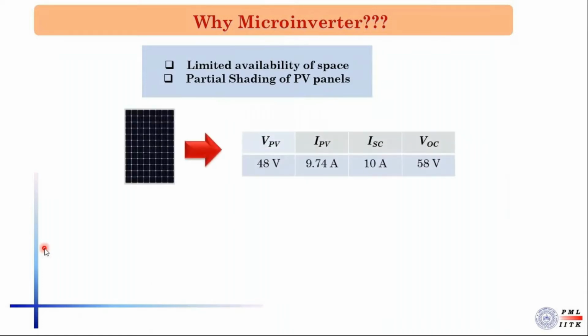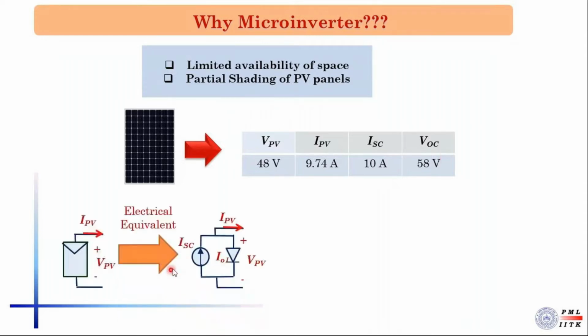Let's say we have a PV panel with these specifications. The output voltage is 48 volt, the output current of the panel is 9.74 ampere, the short circuit current of the PV panel is 10 ampere, and the open circuit voltage is 58 volt. So the electrical equivalent circuit of the PV panel looks like this. It has a current source of value ISC in parallel with a diode.